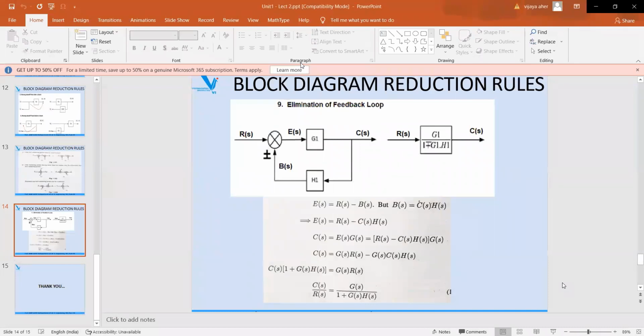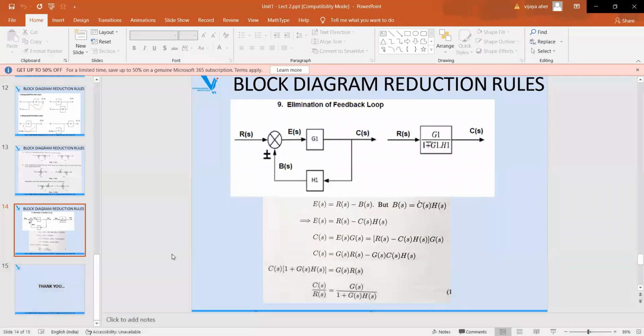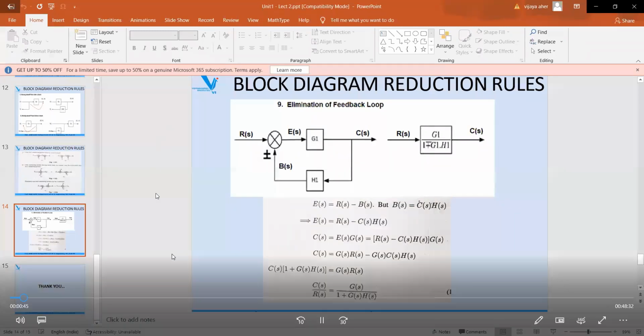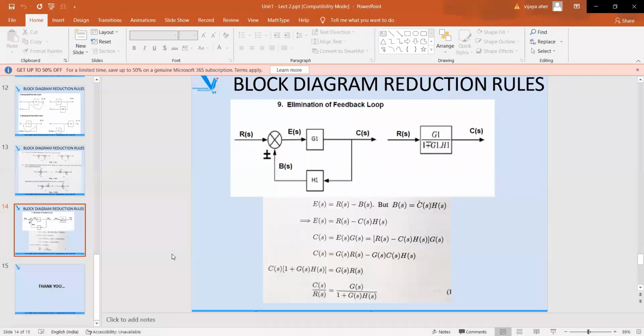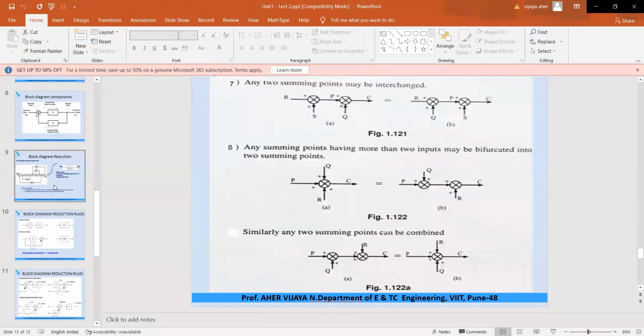Recap of last lecture. So, students, in last lecture you have studied block diagram reduction rules. So 8 rules I have explained to you. You are supposed to remember them, because you are going to solve numericals based on these rules. That is nothing but block diagram reduction techniques or rules. So first rule you have studied, just revising first.